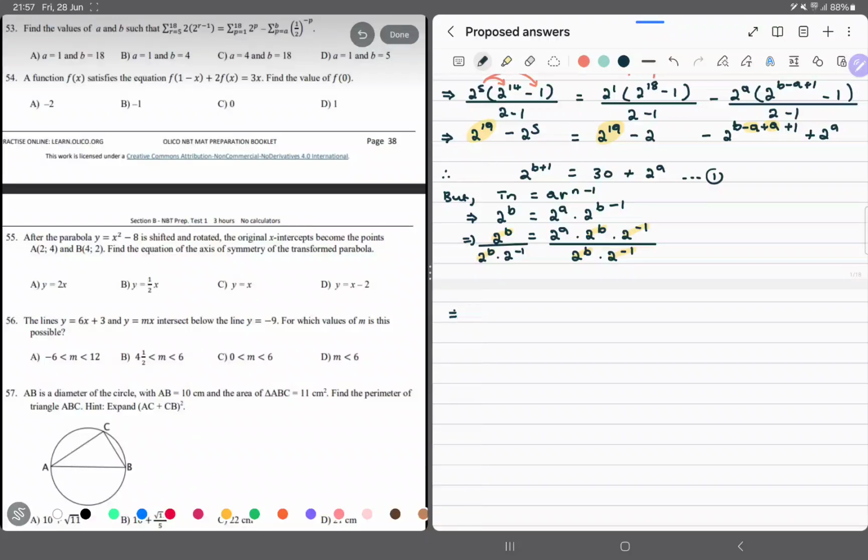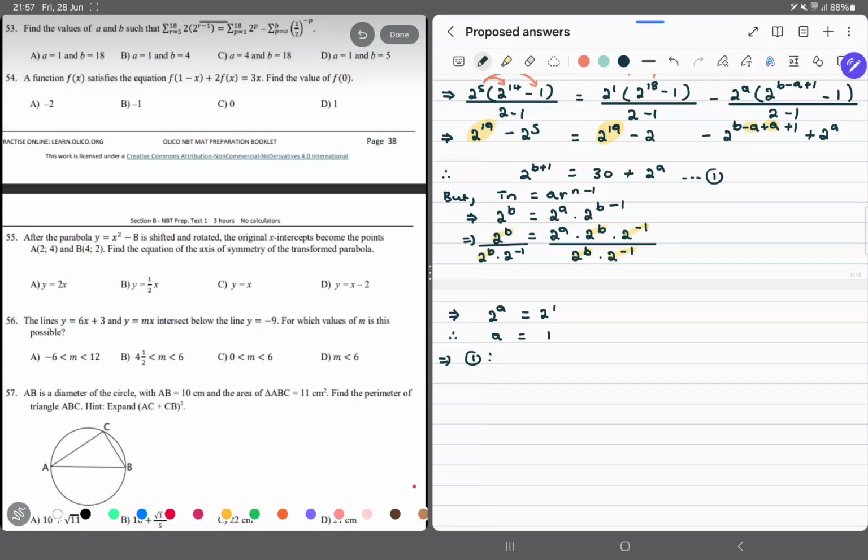So this implies that now we've got 2 to the a coming out alone equals, we change this to a positive exponent. That is what we have. Same basis, we equate the exponents. So a is equal to 1.